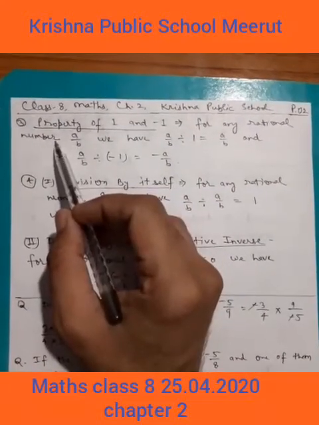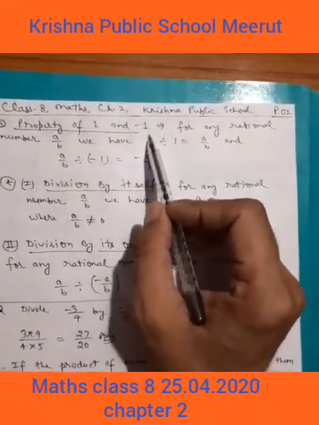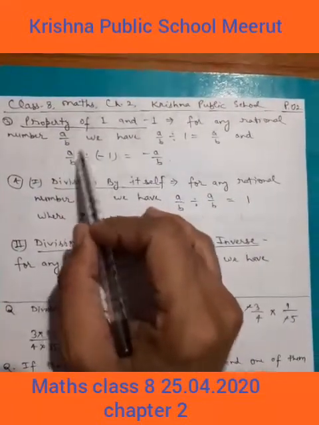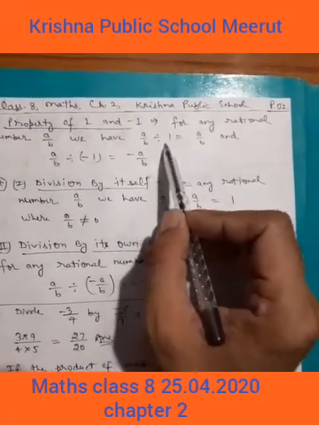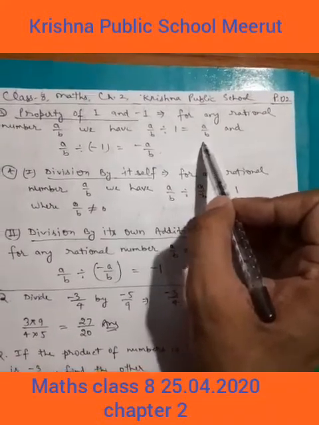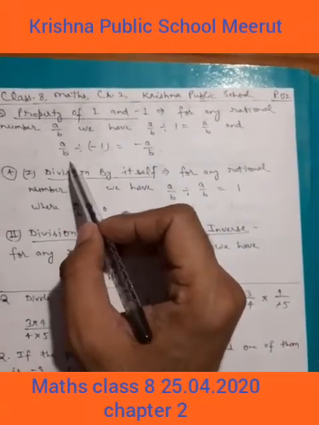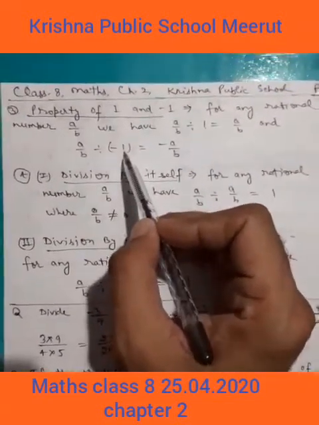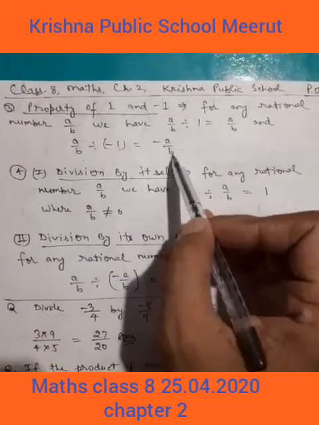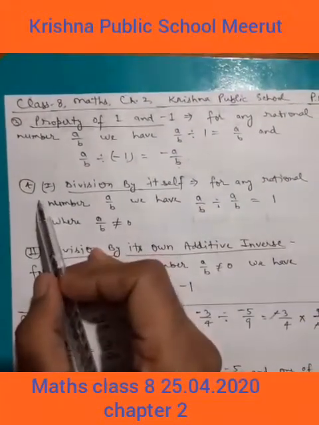Now come to the next property, that is the property of 1 and minus 1. For any rational number A upon B, we have A upon B divided by 1 is equal to A upon B. And we can say A upon B divided by minus 1 is equal to minus A upon B.